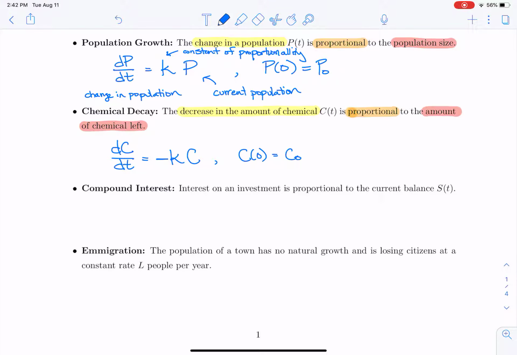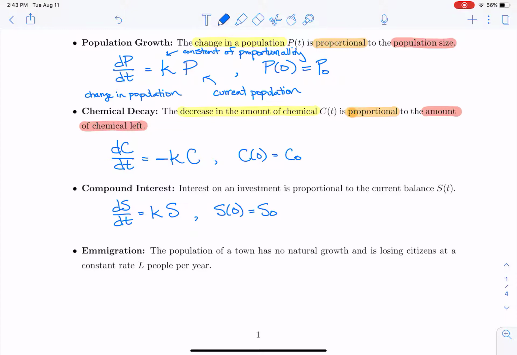Okay, how about compound interest? Well, interest is a rate of change. It's how much is being added to an investment, and that rate of change is proportional to the current balance. Okay, so interest is actually the rate of change of an investment, dS/dt. It's proportional to, so there's a constant k, and it's proportional to the current balance, which we'll call S. And then if you have some sort of investment account, it must have some sort of initial amount that you stick in there.